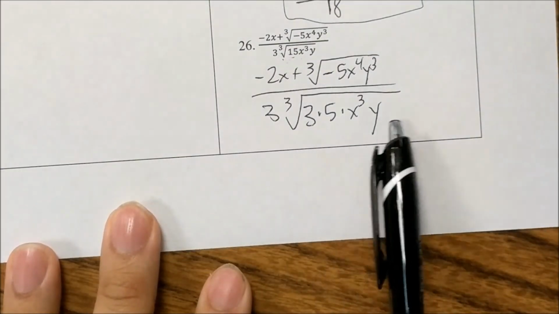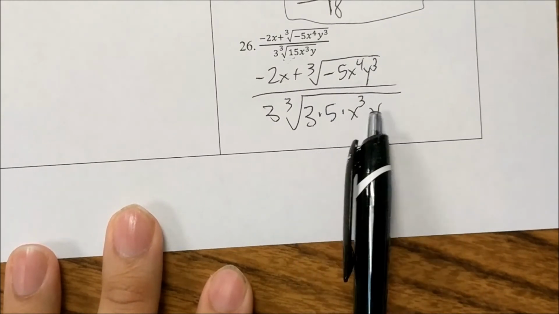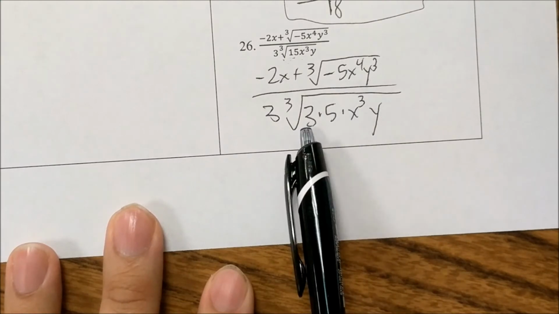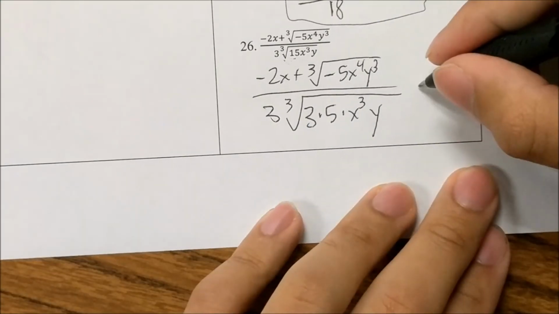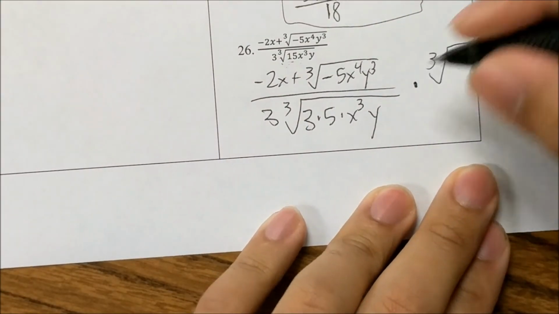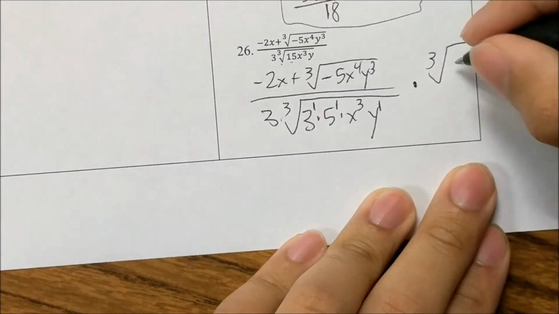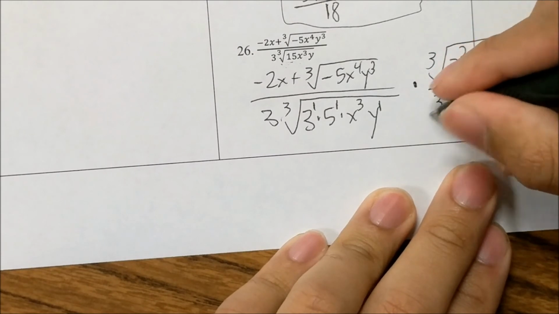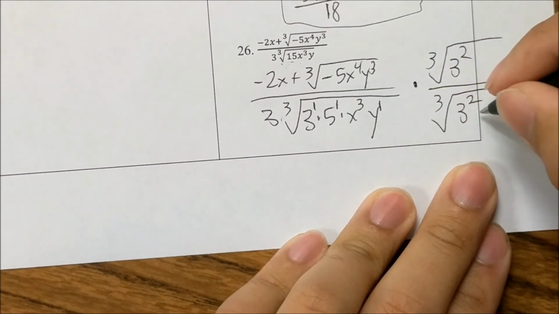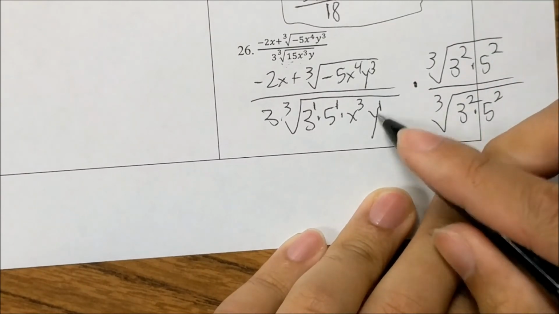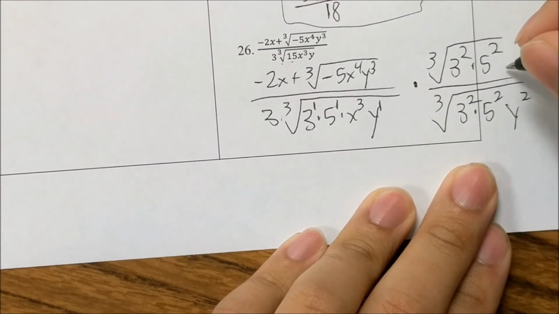Okay, so I need everything in this radicand to be something cubed. The x is already there, but the 3, the 5, and the 9 are not. These are all to the first power. So to make them cubed, I need 2 extra 3s. I need 2 extra 5s. And I need 2 extra 9s. 2 extra y's.